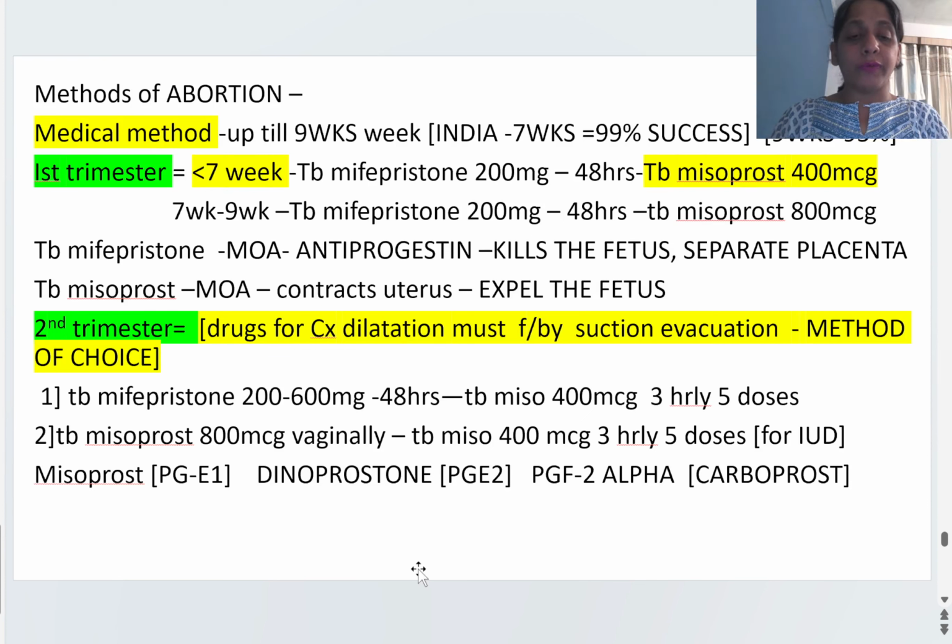Methods of abortion, how we will induce the abortion, okay. So medical methods, they can be done up till 9 weeks. In India permission is only up till 7 weeks. So if we are aborting in less than 7 weeks, then we have to give tablet mifepristone, you all know this, 200 mg followed by tablet misoprostol 400 microgram. And if the period of gestation is between 7 weeks to 9 weeks, then this tablet mifepristone 200 mg is to be followed by tablet misoprostol 800 microgram after 48 hours.